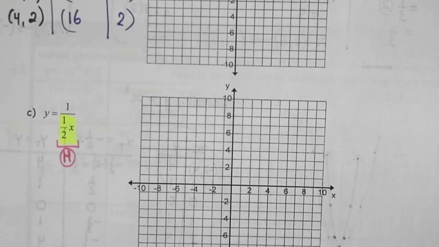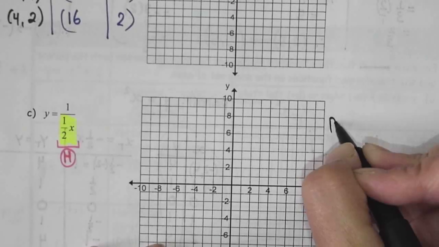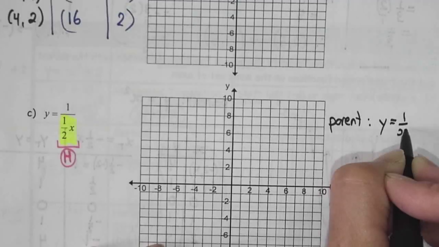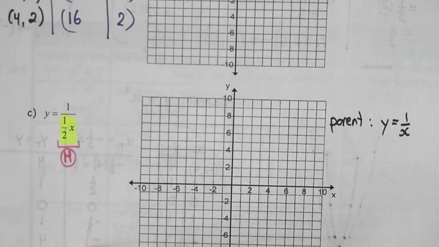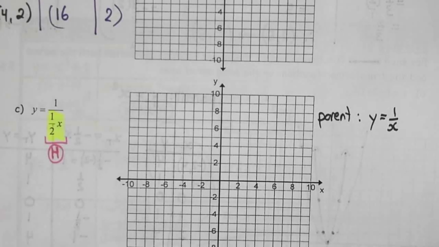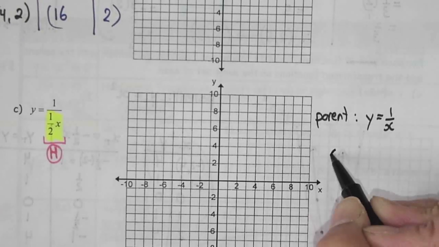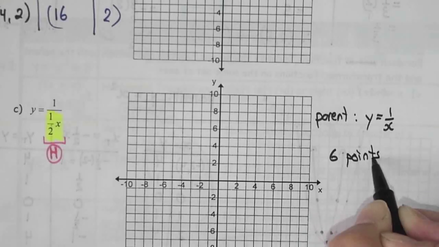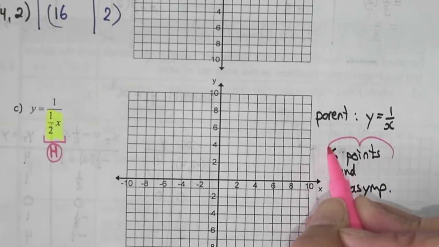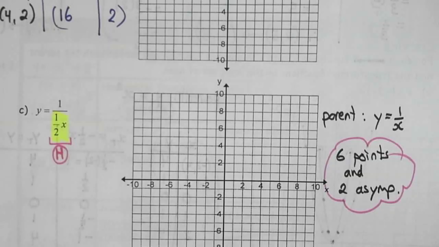Is this parent function 1 over x? This is, yeah, the parent is y equals 1 over x, exactly. The parent function is 1 over x. This one, I need 3 points on both sides of the graph, right? So we have 3 and 3. So this one's going to need 6 points and 2 asymptotes. Okay, so I want the 6 points and the 2 asymptotes.